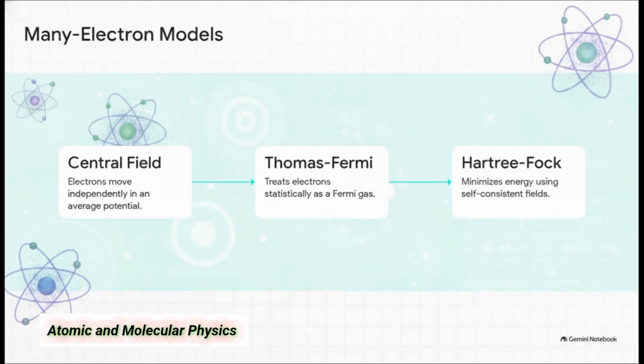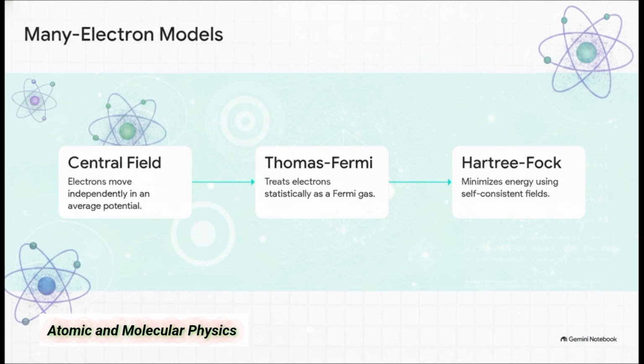So, how do we scale up beyond helium to atoms with dozens of electrons? Well, physicists have to use some incredibly ingenious approximations. First up is the central field approximation, which essentially just averages out the repulsion. Then there's the Thomas-Fermi model. This one is a bit of a head trip because it treats the electrons purely statistically. It's almost like looking at a massive crowd of people confined in a room, rather than tracking individual people.